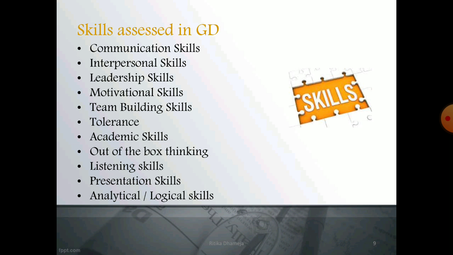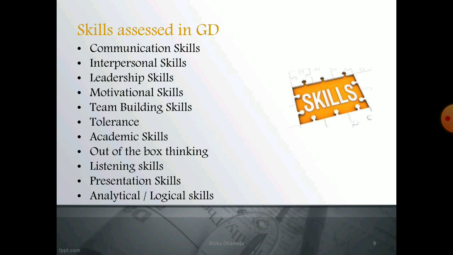Whenever you are there for the group discussion, certain skills are assessed, certain skills are observed by the jury members, and those skills we are going to discuss one by one today. First one, communication skills. The first skill that is assessed, that is observed by the jury member, is communication skill. Communication skill is nothing but how you communicate with each other, what are the ways and how you interact with each other. That is also judged, that is also observed by the jury member. So this is what you need to focus on, your communication skill.